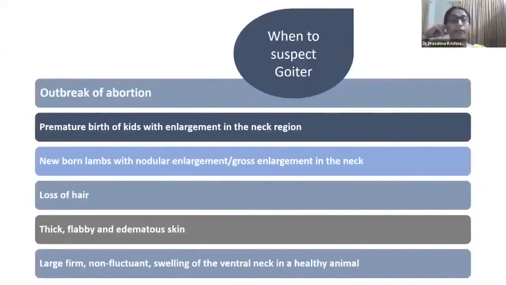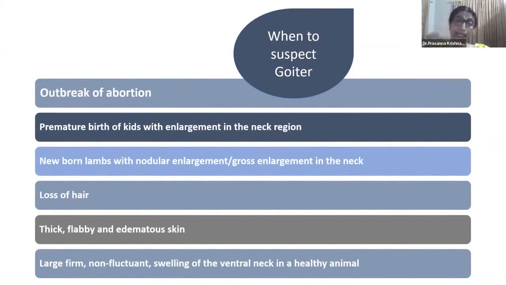So when we suspect a goiter in a flock of animals, this is very important, because sometimes there may be abortion. We may not think of a deficiency of an element, because there are many infectious agents that can cause abortion. Bacterial and viral etiologies are there. So whenever you find abortion in a flock, you have to think of iodine deficiency as well. Sometimes in the same flock, you will find premature birth of kids with enlargement in the neck region. That is very characteristic.